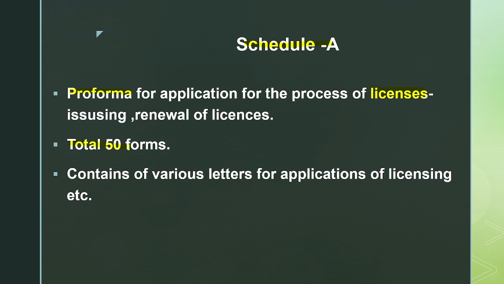For the application we need a total of 50 forms in Schedule A, and it also contains various letters for the application and licensing, etc. In this Schedule A we also need to use various letters for applying for a license, for issuing and for renewal of a license. This is about Schedule A.